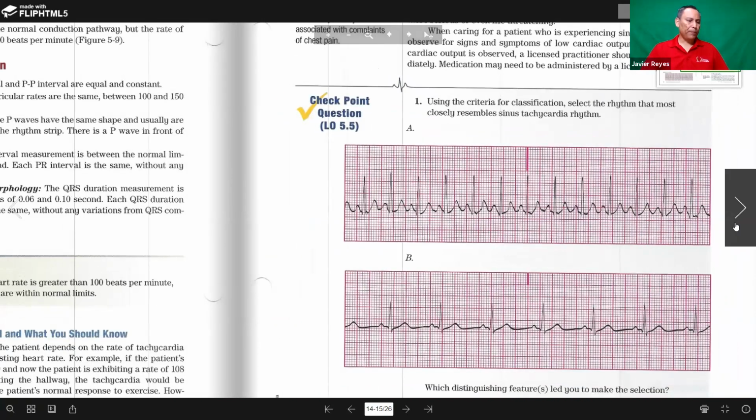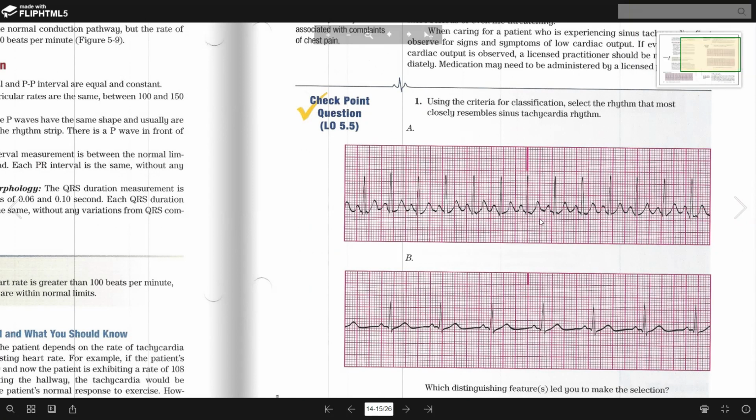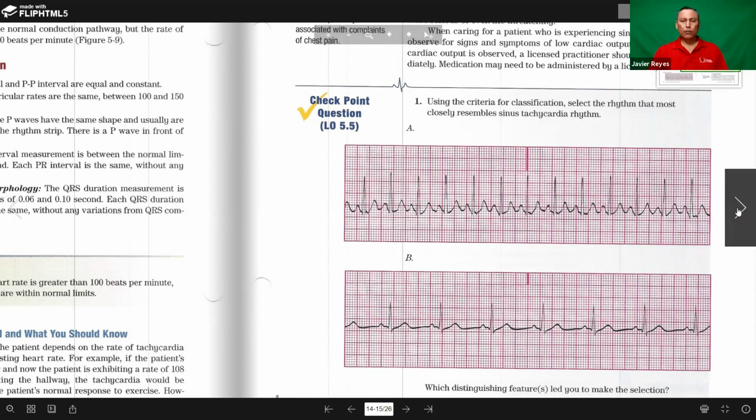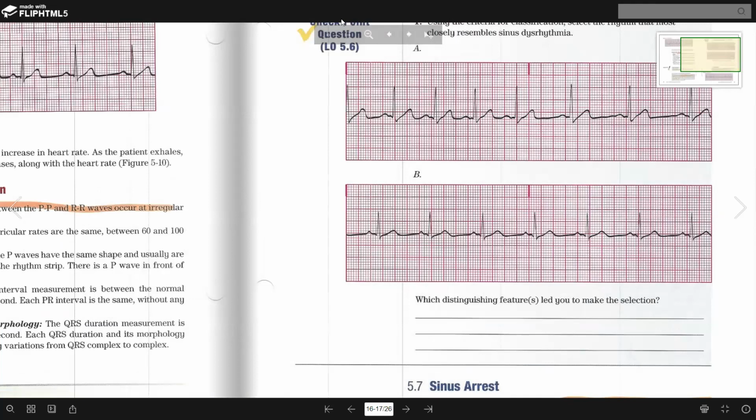That's it. Any questions on sinus tachy, ladies? What is the only problem with this waveform? The only problem is the heart rate. The heart rate is over the normal parameters. Okay, can we move on to the next one? Do you have questions on this one? No questions. All right, let's go to the next one.